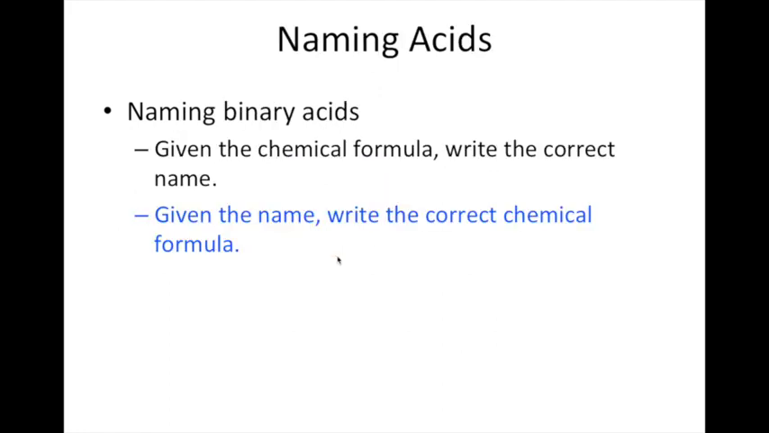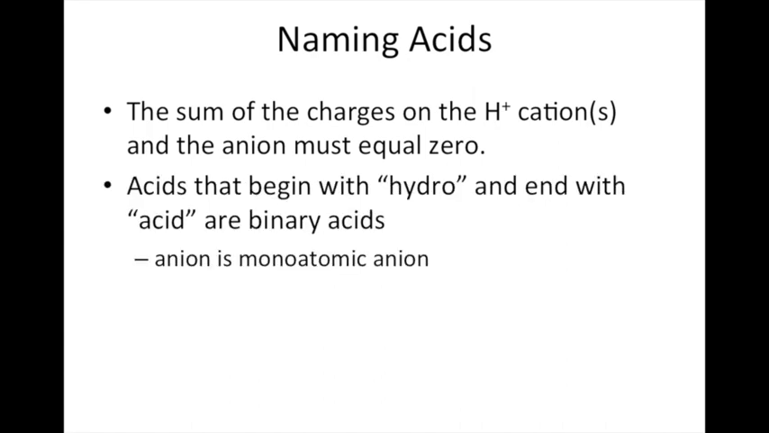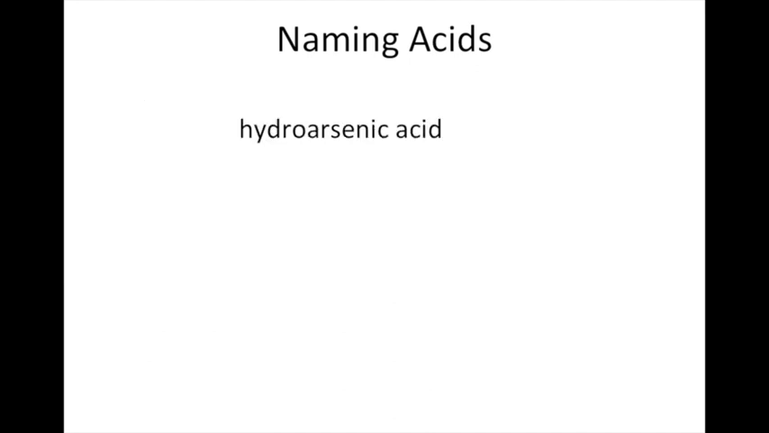Now let's look at binary acids and show you how to write the correct chemical formula when we're given the name. Much like with ionic compounds, the sum of the charges on the cation and the anion have to add up to 0. So our cation, of course, is always H+ with acids, so we need to pair the correct number of H+ ions to cancel out the charges on our negative anion. Remember how to recognize a binary acid, because again, it will always start with hydro and end in the word acid.